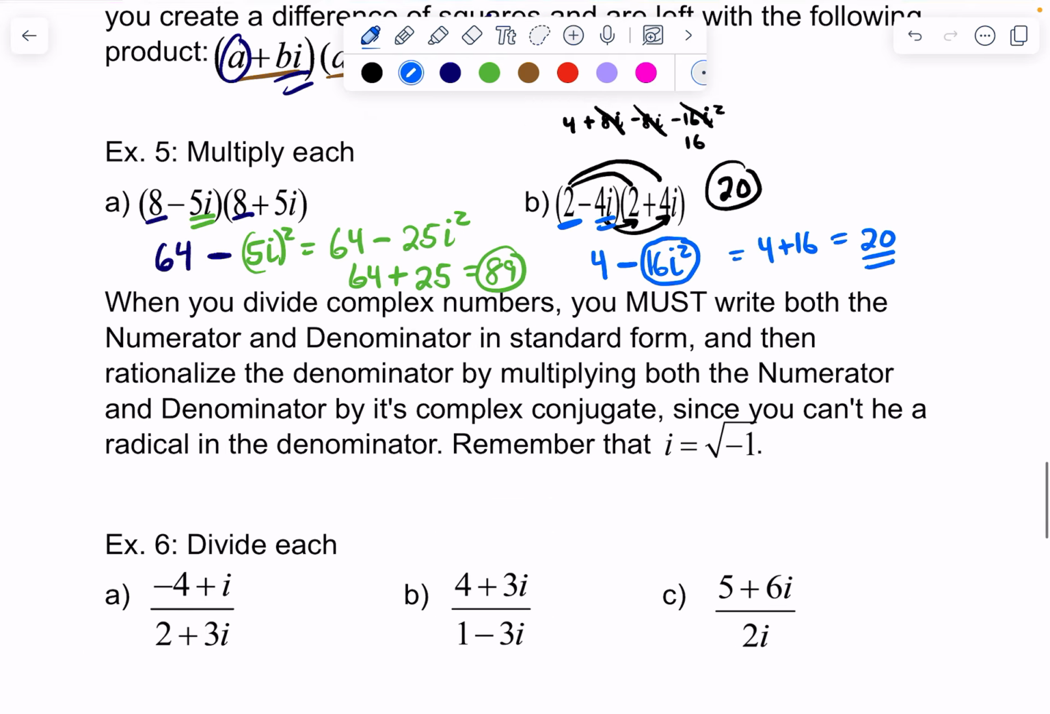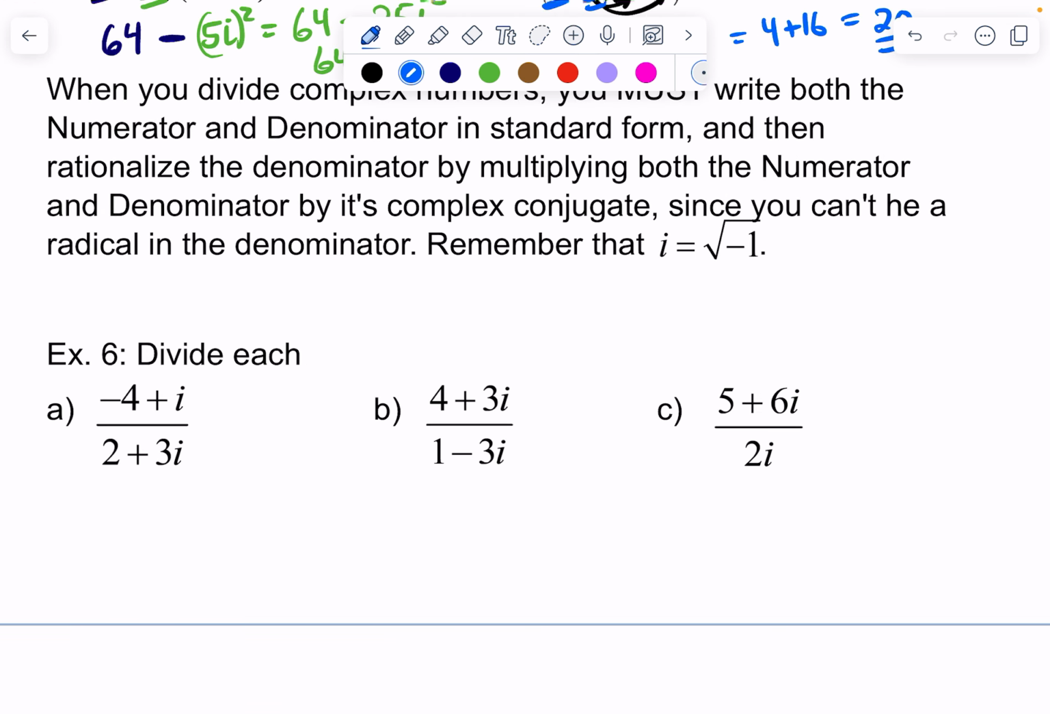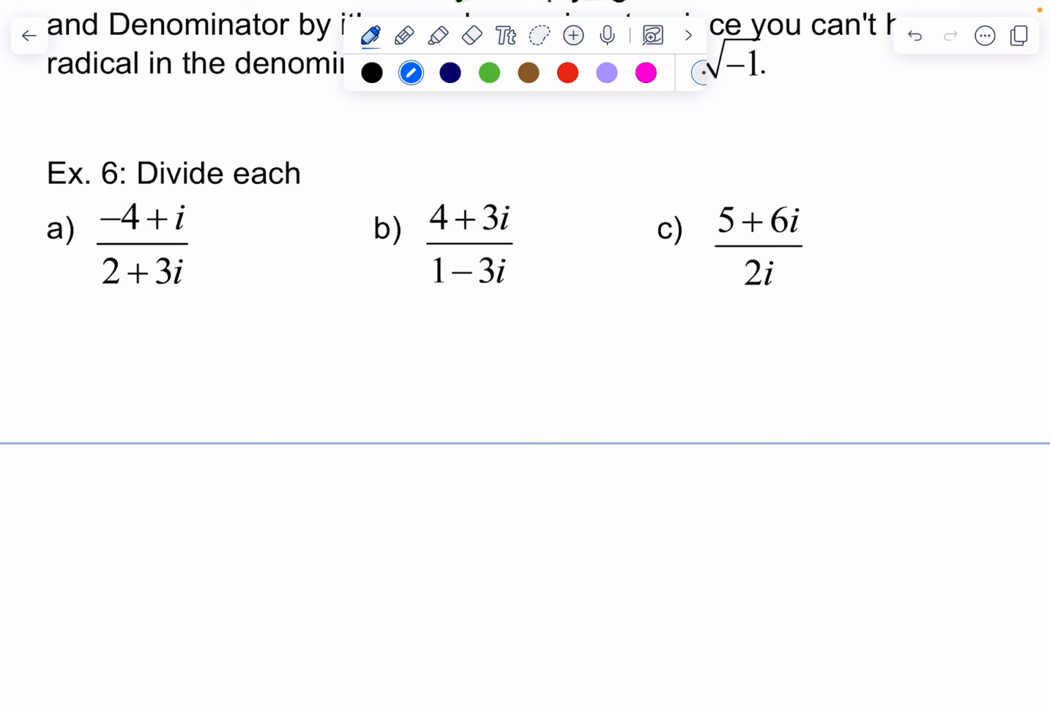Okay? So when you divide complex numbers, you must write both the numerator and denominator in standard form, and then rationalize the denominator by multiplying both the numerator and denominator by its complex conjugate, since you can't have a radical in the denominator. Remember that i equals the square root of negative 1. So in this particular case, I want to get rid of the denominator, so I'm going to multiply by the conjugate, which is 2 minus 3i.